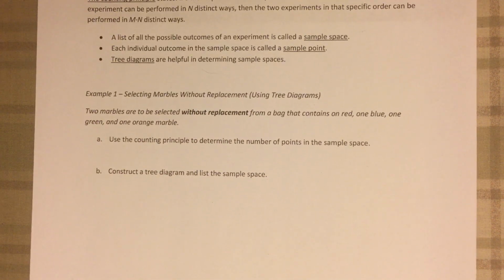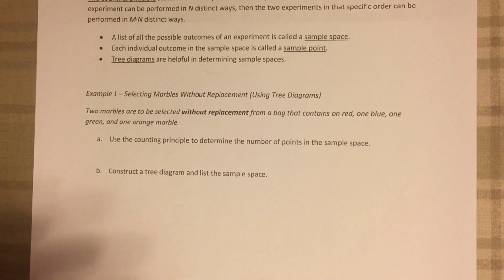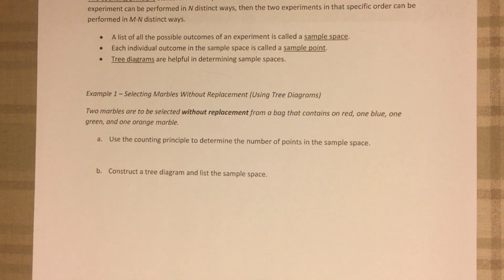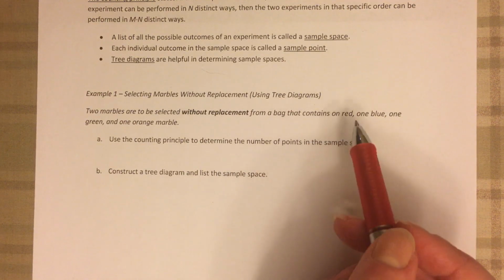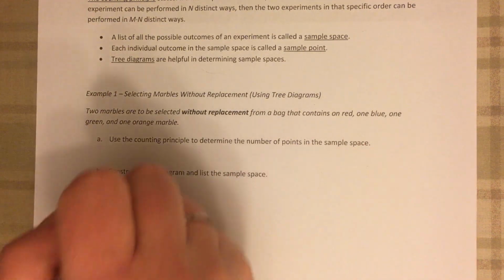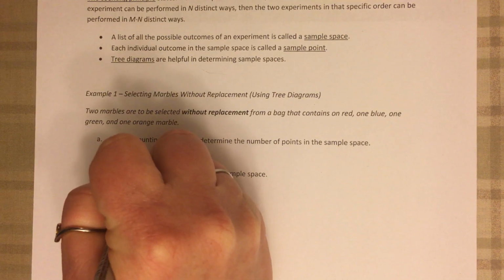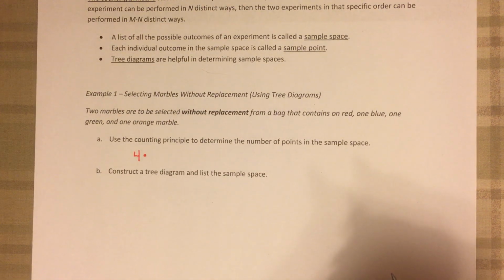So example one, we're going to start by selecting marbles. Two marbles are to be selected, without replacement, from a bag that contains one red, one blue, one green, and one orange marble. So first we want to find our sample space. So looking at our marbles, we have red, blue, green, and orange. So for our first marble, we have a total of 4 different possibilities.